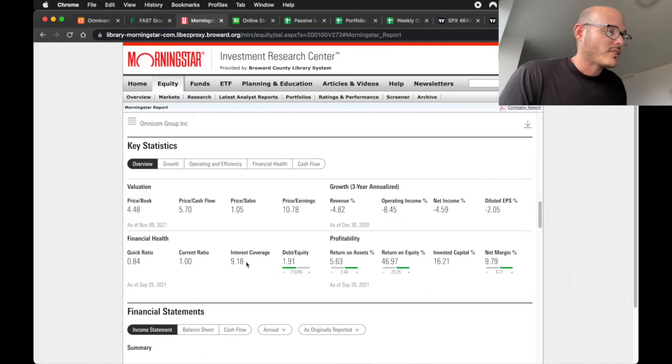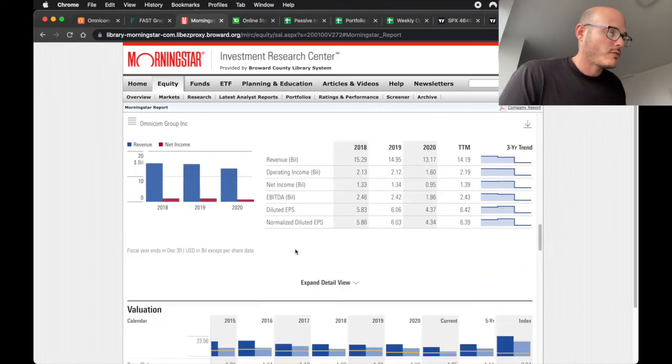Other things I like to look at is the financial health. You can see here interest coverage of 9.18, which is really good, and a debt to equity of 1.9. So they are highly indebted, but it's not too bad. A 1.9, I like to see 1.5 and lower, but overall 1.9 is not bad. The company has a triple B plus credit rating, so overall it's good.